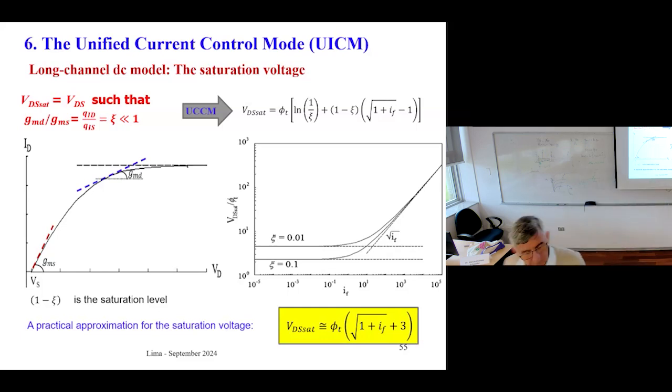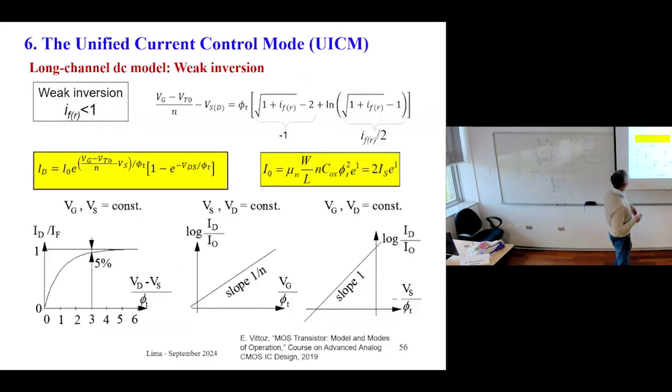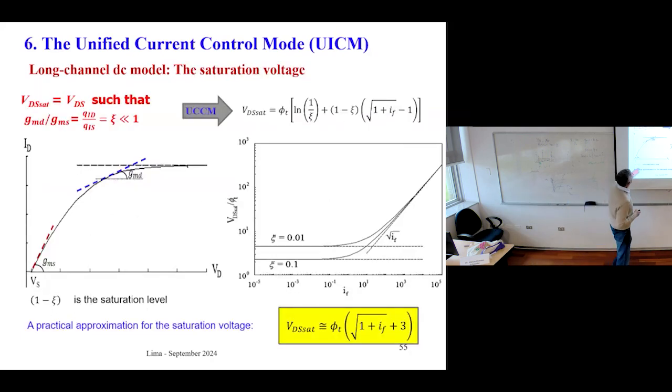How could you define it, for example? I'm going to say that saturation occurs when the slope here is 1% of this one. It seems to be reasonable, right? Or 10% if you wish. It depends on you, and it depends on the application.